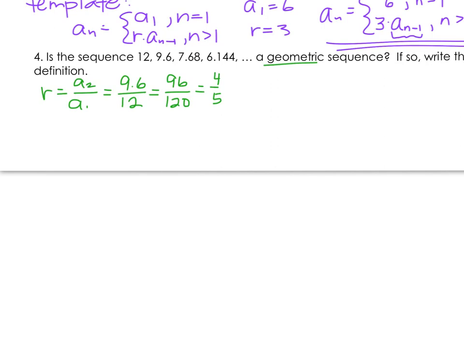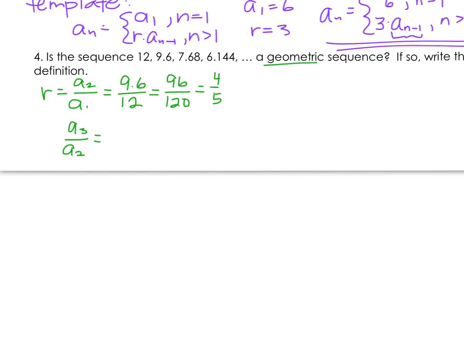To verify that this is true, we're going to do that again. So I'm going to take another round. Now I'll take the third term and divide it by the second term. I know we're dealing with these crazy decimals, but our goal is to validate whether or not the common ratio is the same. Because if it isn't, then we just say no, and then we're done with the problem.